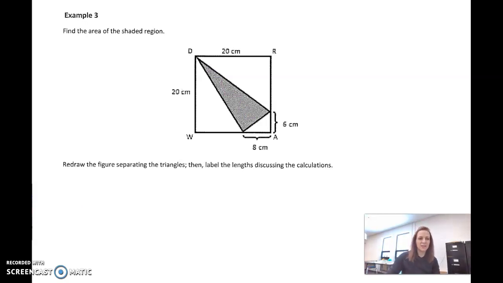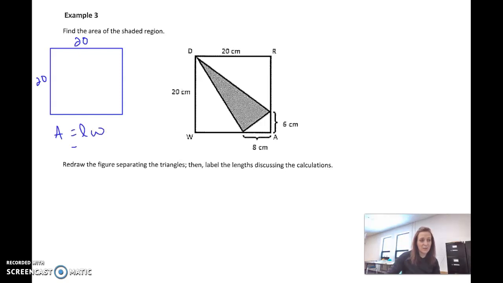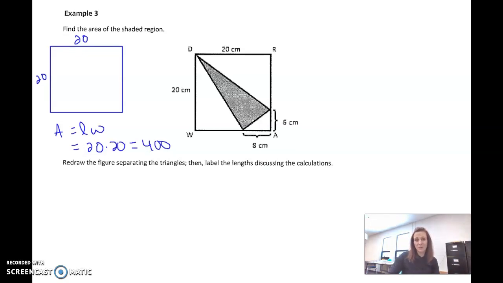The area of this rectangle right here, that's not a rectangle, sorry. Click the right button. And it's not going to be the same size. Don't worry about that. This side right here is 20, and this side right here is 20. So our area formula, again, is just length times width. Well, that's 20 times 20, which is 400. So I know the whole thing is 400. Now I want to break up the triangles.